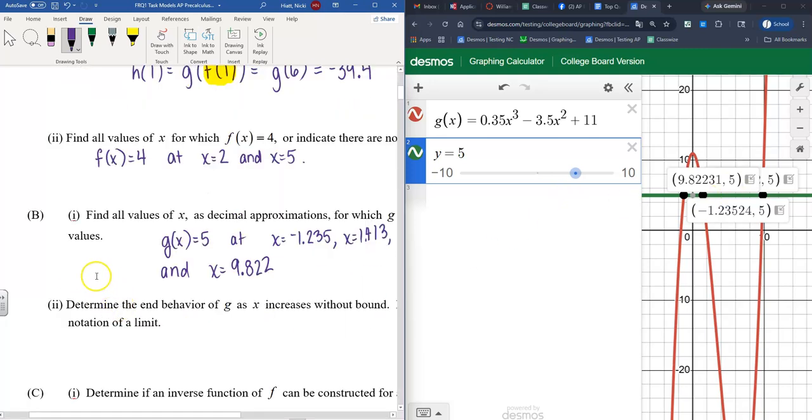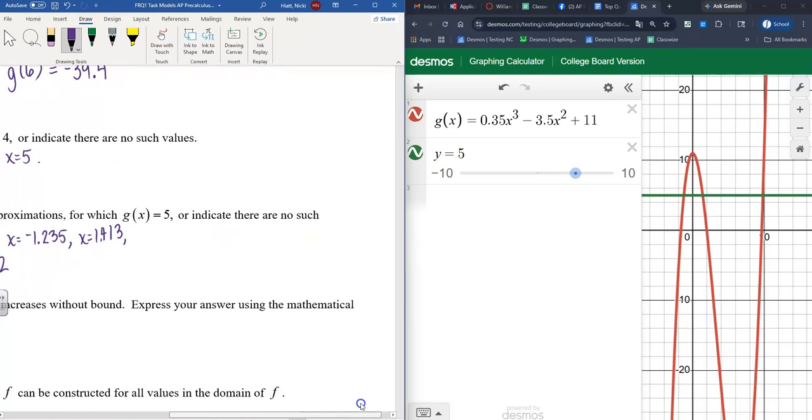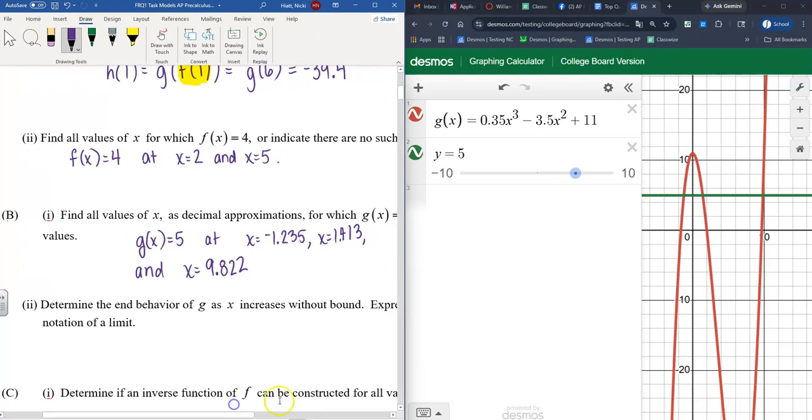Okay. We are also told to determine the end behavior of g, which is the graph that we have over here, as x increases without bound. And they tell us to express your answer using the mathematical notation of a limit. So the big thing is that you cannot give left and right behavior here because they're only asking about x increases without bound. So that means that we're approaching positive infinity. So when you write the limit for this, you want to just do the limit as x approaches positive infinity of g of x. You don't have to give the equation, you can just write it this way.